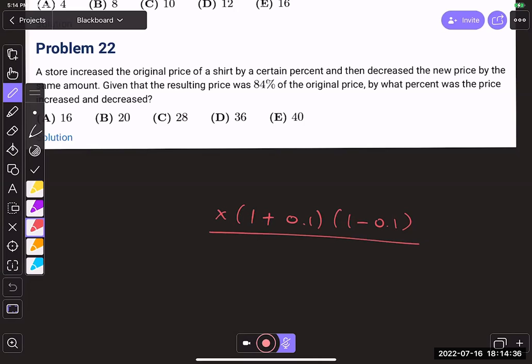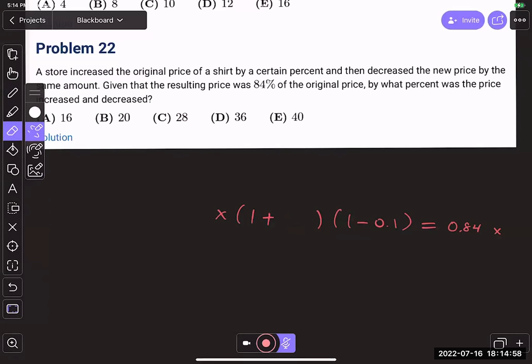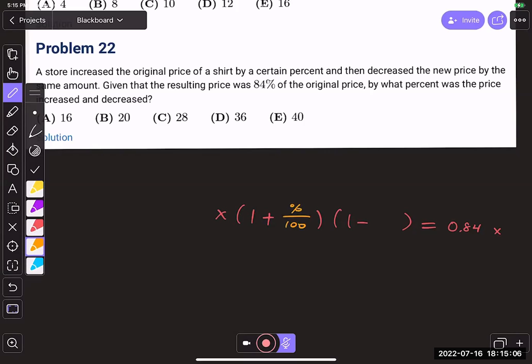And when I say that this amount was 84% of the original price, that means this is equal to 0.84 times the original price, which is X. Does that make sense? Except we don't know what percent we increased by. That's another amount we don't know. So some percent over 100 is equal to 0.84 times X. That's the general idea here.